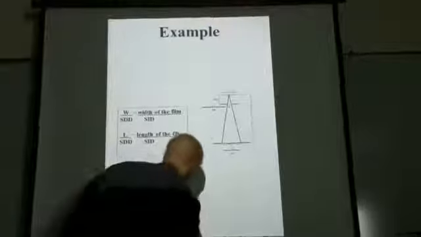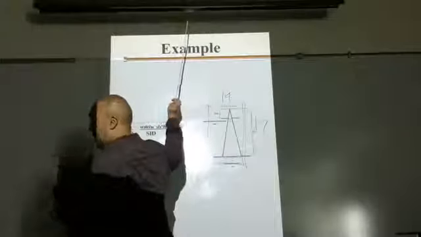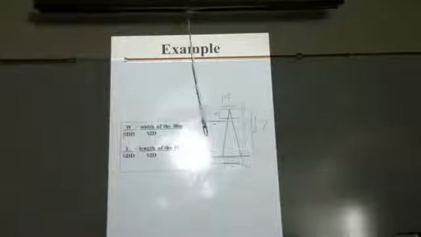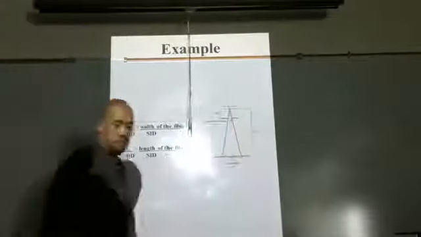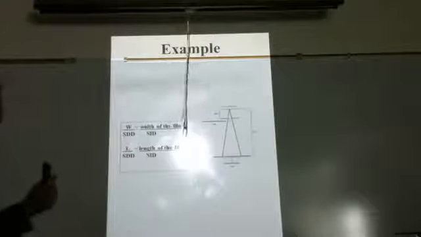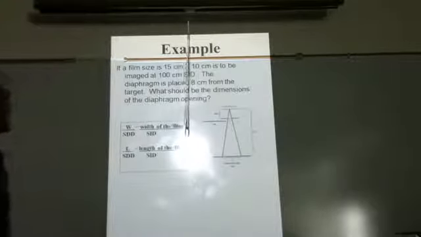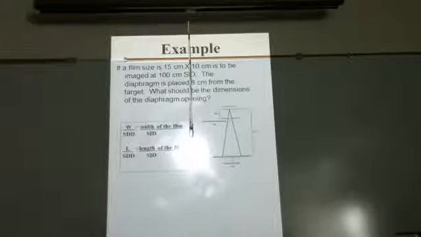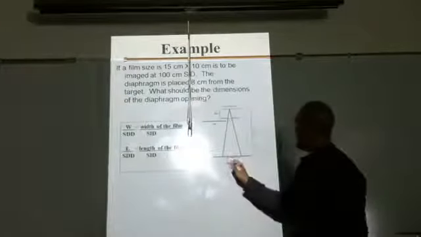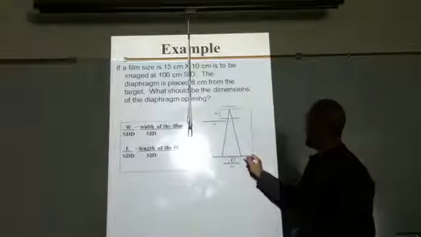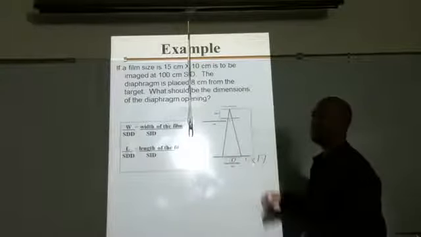Actually, I think it's better if I do this. Bear with the glare, okay, guys? Okay, so a film size is 15 by 10. So we need a beam size of 15 by 10. A film size of 15 by 10 is to be imaged at 100 cm distance. So down here, your image dimension is going to be 15 by 10.